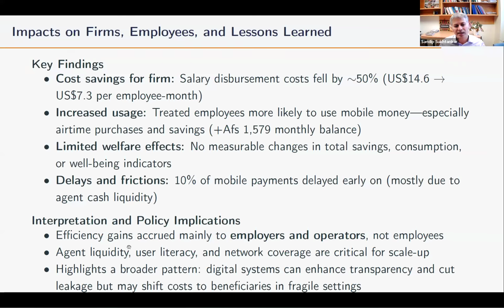Overall, though, what we see is that all the gains from using the technology are coming to the employers and operators, not the beneficiaries, right? And so that highlights this broader pattern where, yes, maybe this is good. Maybe it's changing the bottom line for the government, but people are going to be hurt. Okay, so that's something that we need to be really, really aware of.